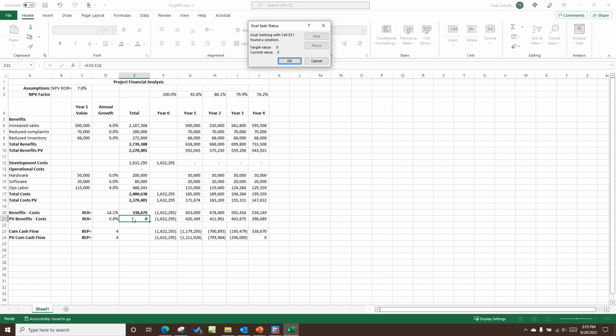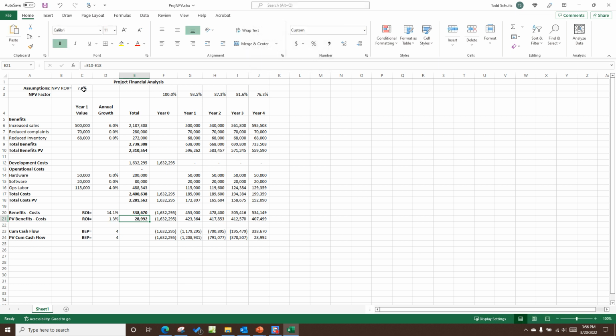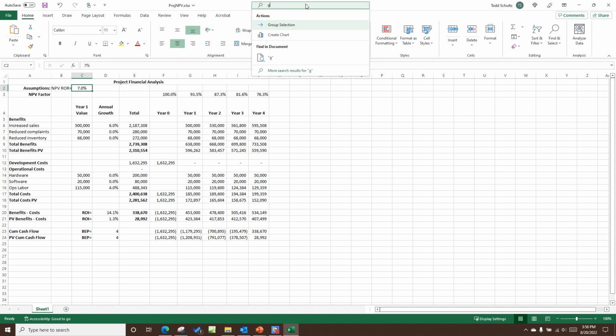So that's a piece of information about the project. If we're pretty sure the NPV rate of return is going to be less than 7.8%, we know at least it'll be in the black. If it's possible above that, then not so much. If you do OK, it'll plug that number in. If you do Cancel, it'll put the former number there. So I'll show you how that goes.